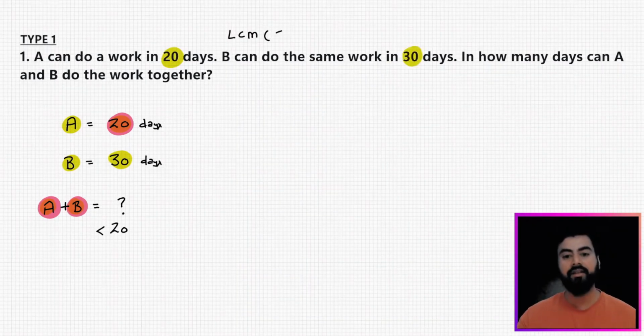A has taken 20 days. B has taken 30 days. Find the LCM. You would say, sir, 60. Look for a number which is divisible by 20 and 30. So what is the smallest multiple of 20 and 30?